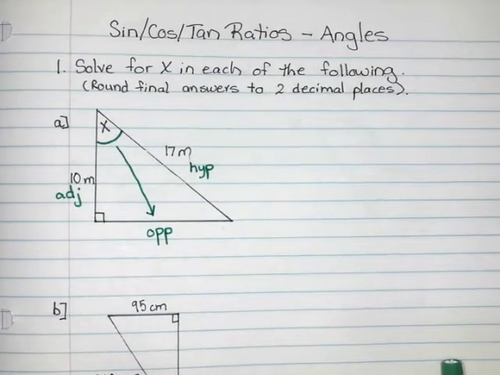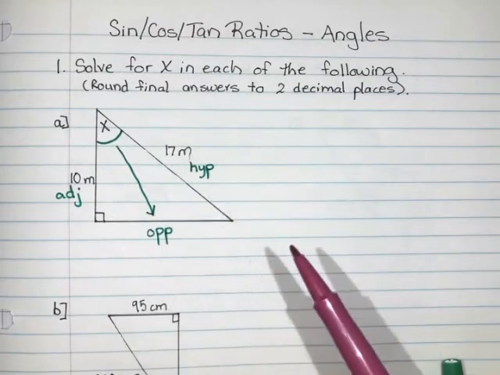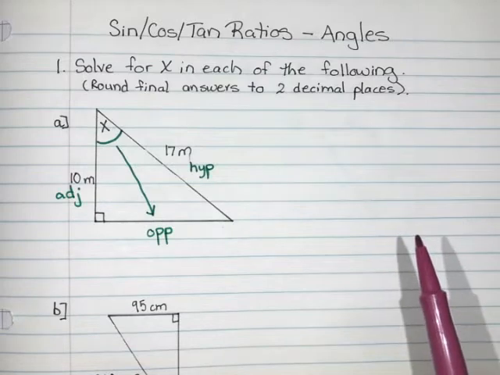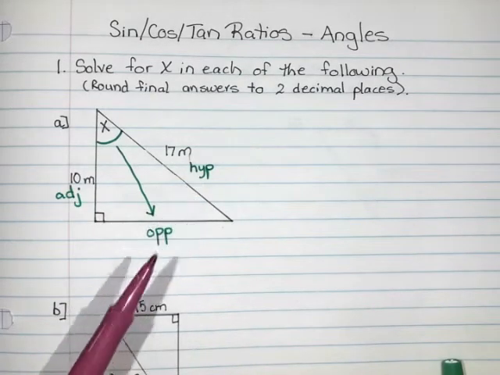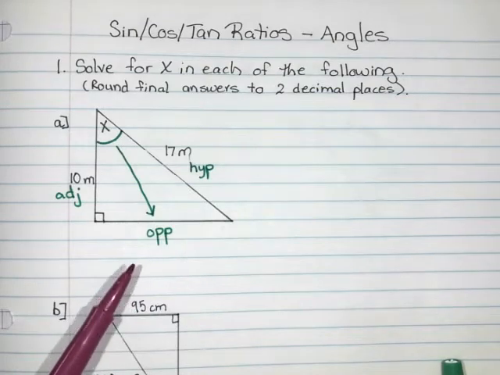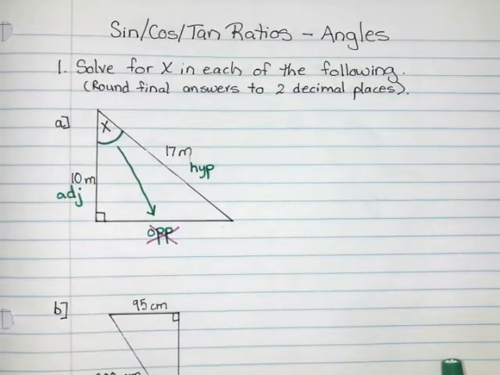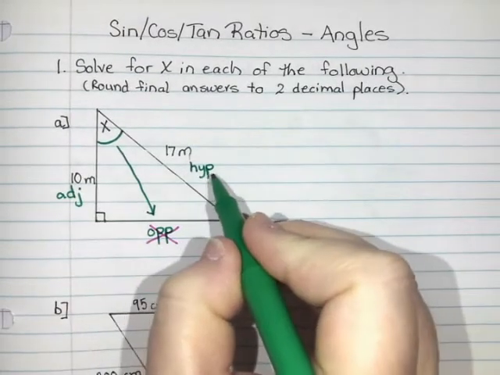So what I like to do is look at the 3 sides and see if there's one that I don't really know anything about or want to find anything about. So I notice that I know the adjacent and the hypotenuse. The side that's not labeled or I don't have any information about is the opposite. So I'm going to cross that one out, which leaves me with adjacent and hypotenuse.